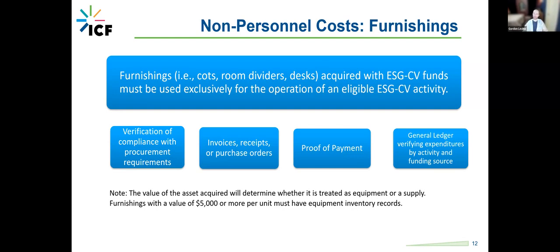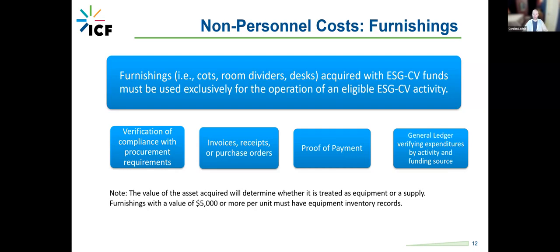Yes, you can, as long as it's being used for an eligible ESG CV activity. What you can't do is go out and buy a desk for your executive director, who is not actually charging any time to ESG CV, or really even a portion of the desk if your executive director is dipping their toe in once a year, for example.